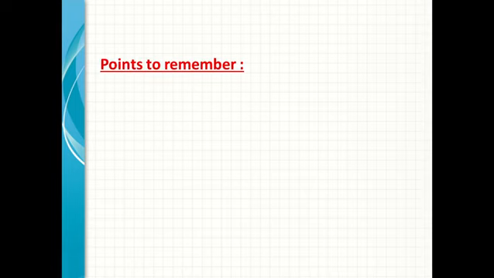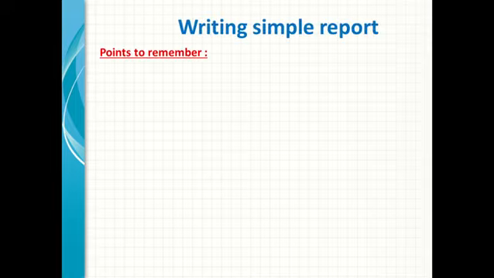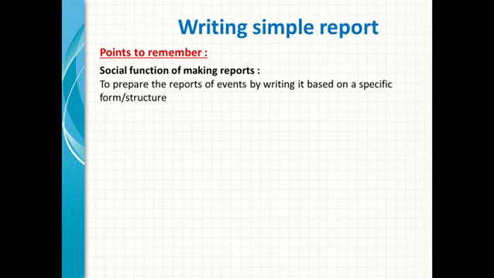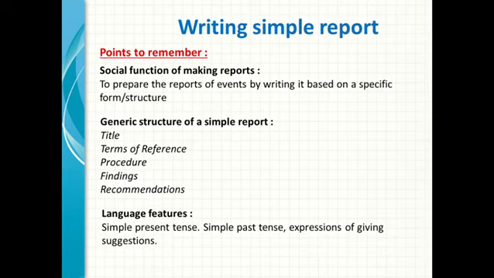The next point to remember deals with the language features. In writing simple reports, usually you use simple present tense, simple past tense, and also some expressions of giving suggestions. So let's summarize. In writing simple reports, there are 3 points to remember. The first one is the social function of making reports. The second one is the structure in writing the report. And the last one is the language features. Now, let's take a look at an example of a simple report.